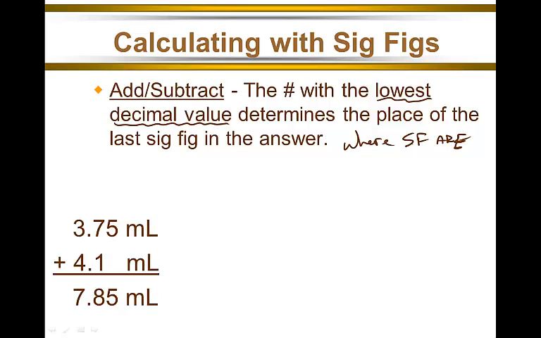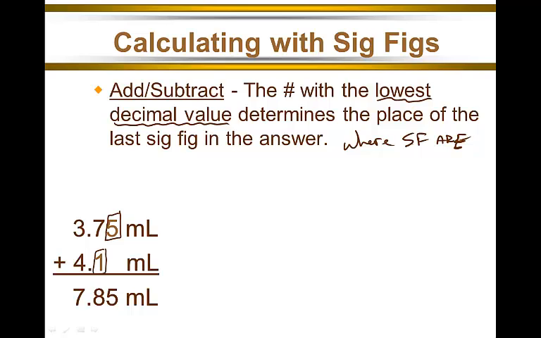So you've got 3.75 milliliters, and you're adding 4.1 milliliters. Number one thing, when you're adding and subtracting, the units have to be the same. Correct. But the precision of these two measurements is different. The 3.75 goes to the hundredth, and the 4.1 goes to the tenth. So which measurement's the least precise? The 4.1, same as it was before. You're only as good as your least precise measurement.